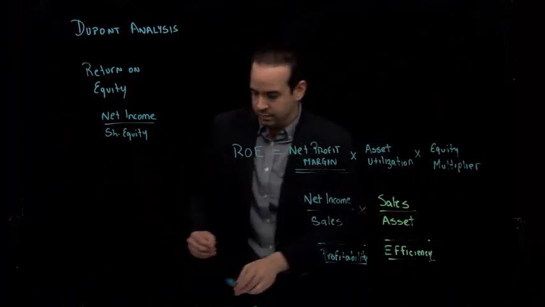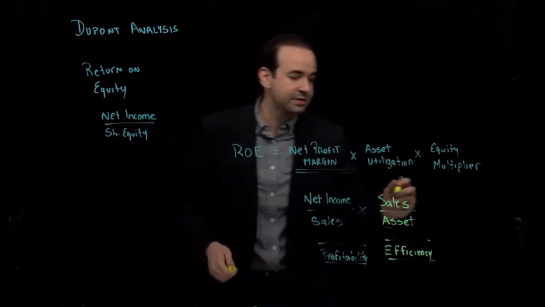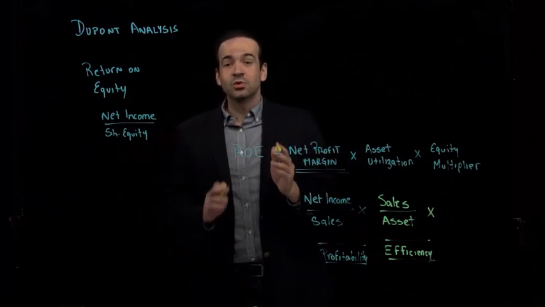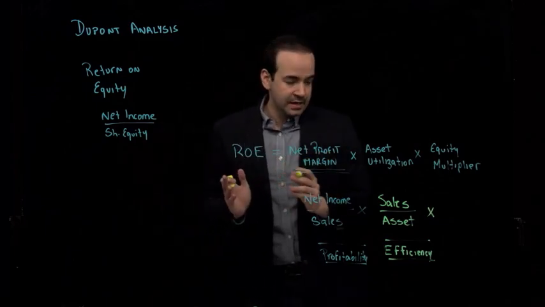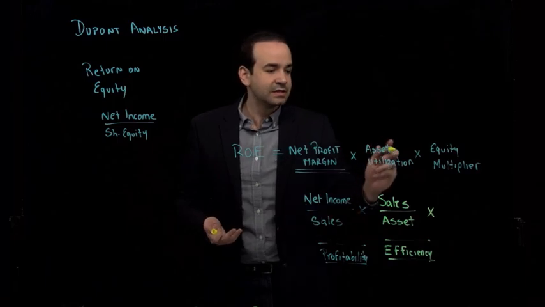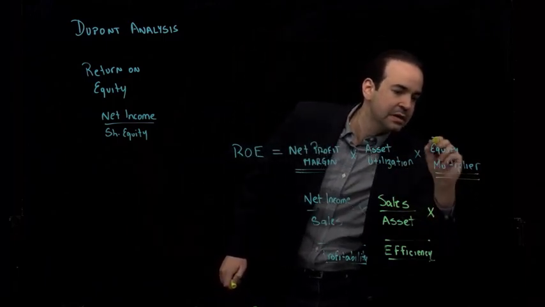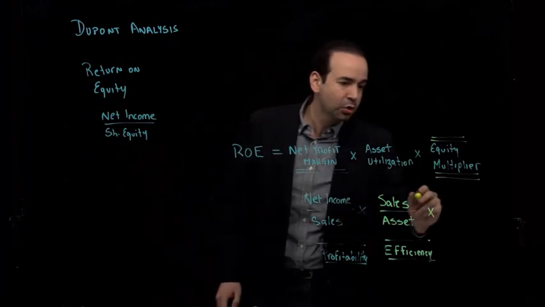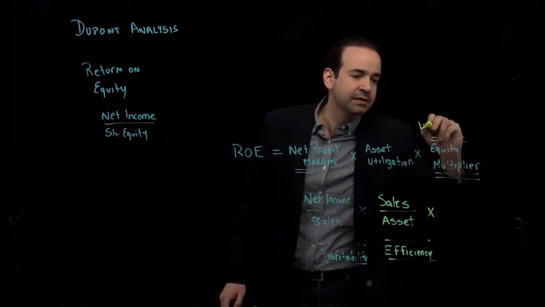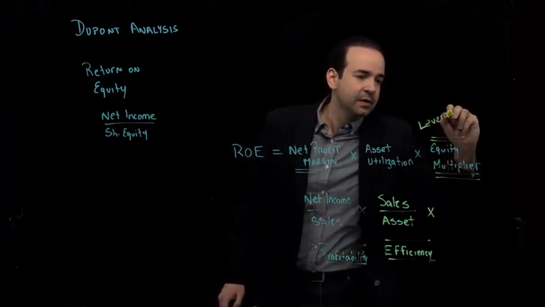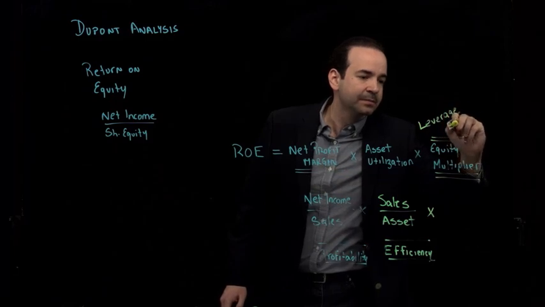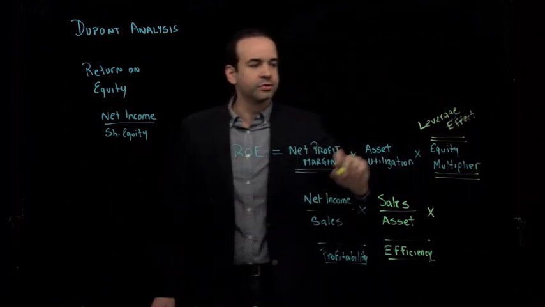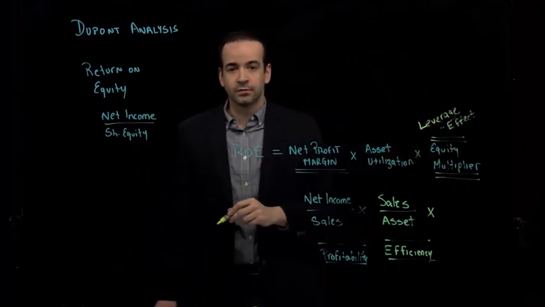The final term in this decomposition is the equity multiplier. So what is the equity multiplier? This is actually very interesting, and at least to me, it seems that this is one of the key elements of the Dupont analysis. Why? The equity multiplier accounts for something that is called the leverage effect. Now, what is the leverage effect? I will stop explaining this decomposition just to focus on the leverage effect first.